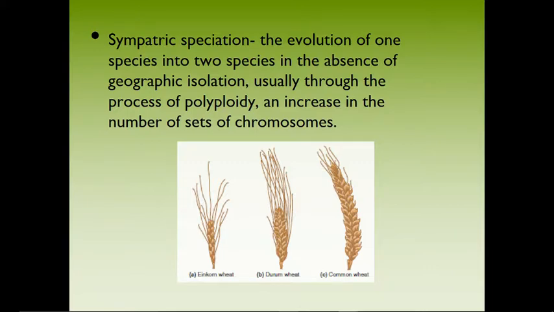The next type of speciation is sympatric speciation, which is the evolution of one species into two species, where there's no geographic isolation. Okay, there can't be geographic isolation. This usually occurs through an increase in the number of sets of chromosomes, and you can see this occurring in these types of wheat in the picture.